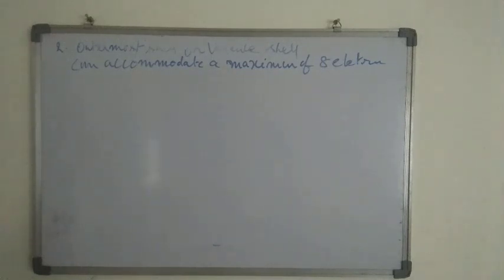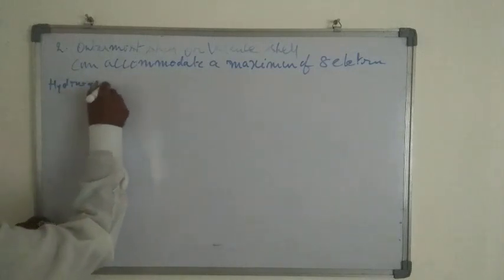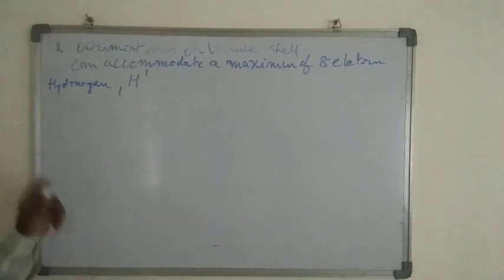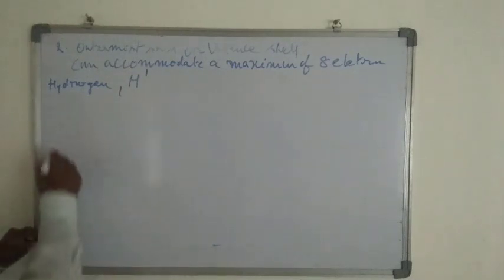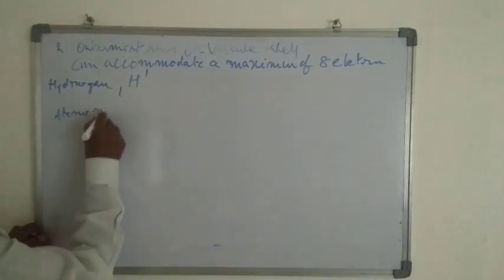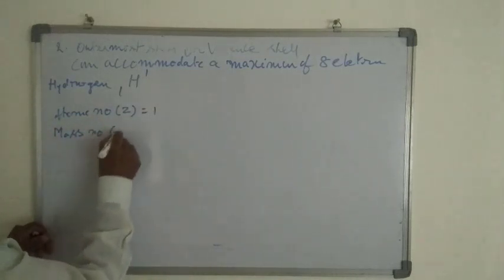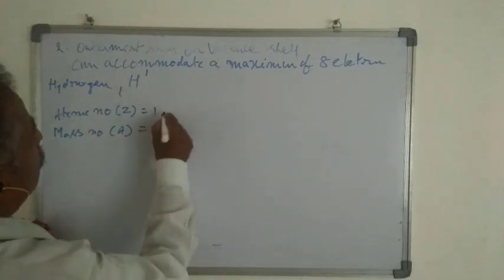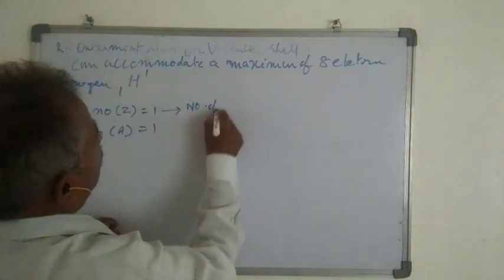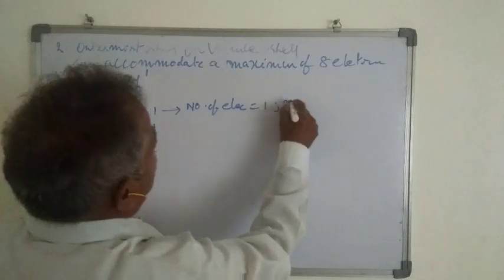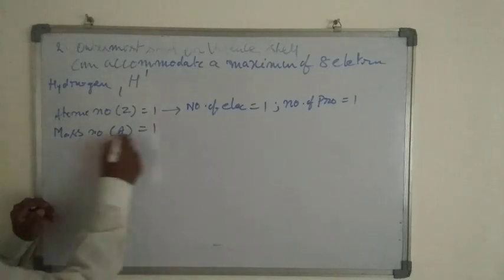Now let us see the electronic configurations of certain elements. Hydrogen, H, with atomic number 1 and mass number 1. So atomic number Z equals 1, mass number A equals 1. What does it indicate? Atomic number 1 means the number of electrons is 1, and the number of protons is 1. Now the mass number A is 1.